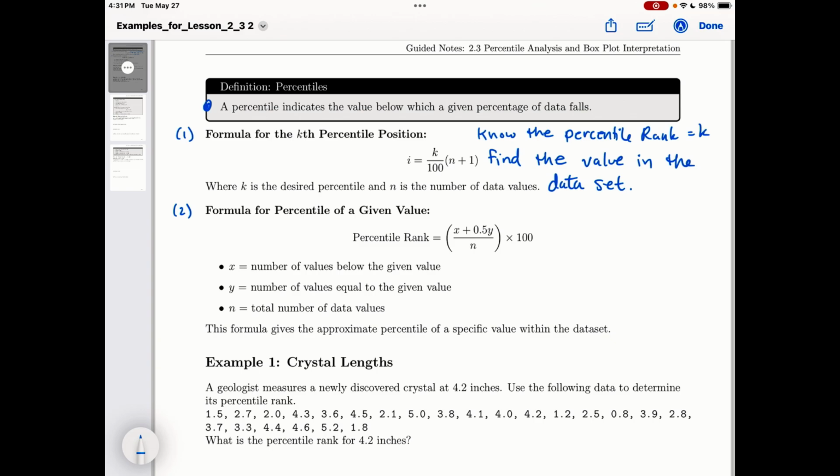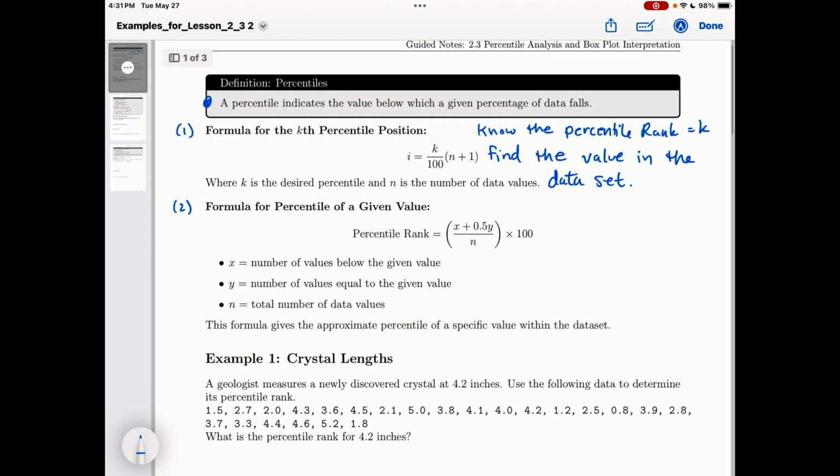Sticking with that 80th percentile example, if I was looking at the 80th percentile for a data set, that means whatever that value is, 80% of the data lies below and 20% lies above. But that data value does not necessarily have to be part of the data set. It can be, but it doesn't have to be.